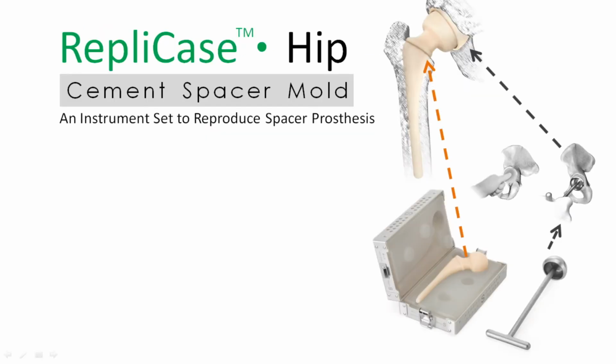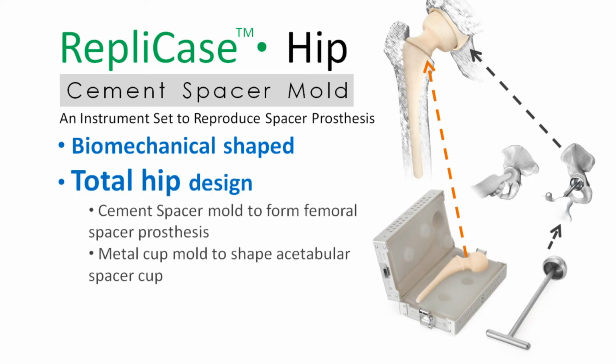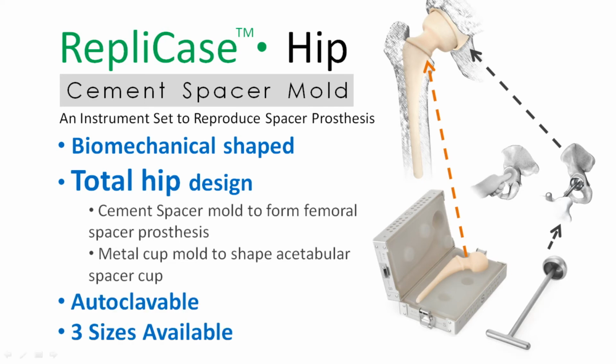Now, Replicase makes the two-stage revisions much safer and easier. Replicase Hip Cement Spacer Mold is an instrument set to reproduce cement spacer for post-operative infection cases. The biomechanics-friendly design benefits the joint function and facilitates the reimplantation surgery. As a total hip solution, Spacer Case is designed for the femoral spacer, and the metal cup mold is applied to shape the acetabular spacer cup. Replicase is made with autoclavable material so that it can reproduce cement spacer cost efficiently.